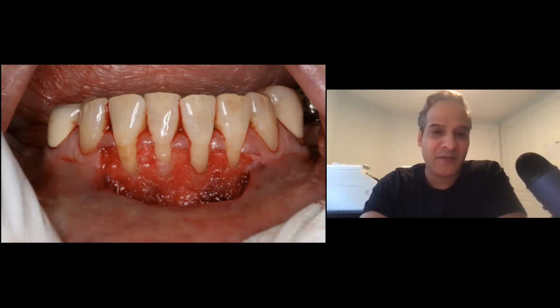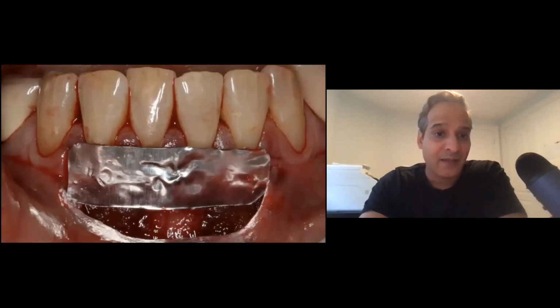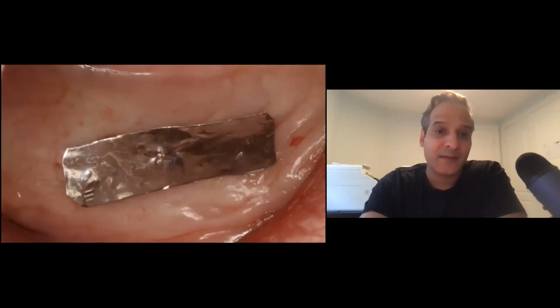So now that we've created a split thickness bed, you can see the periosteum over the tissue and over the bone. So the bone is not exposed completely. You always leave the periosteum there. I used a tinfoil template to measure the size of my graft. The template was then used in the palate to create a guide for my incisions.